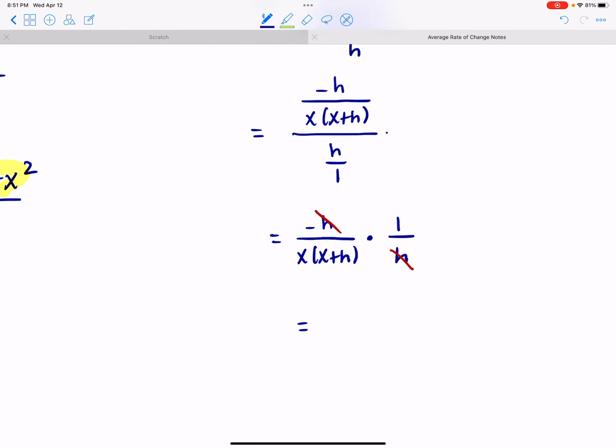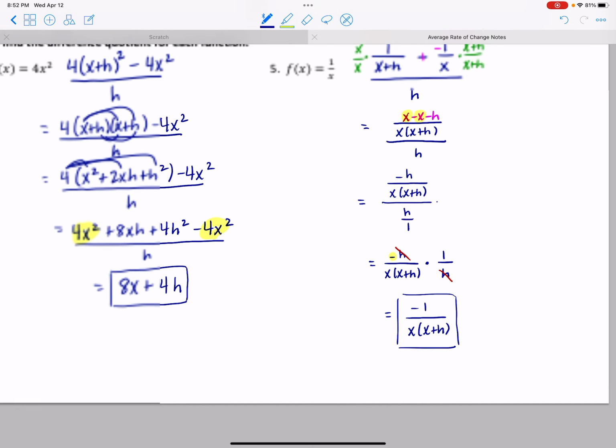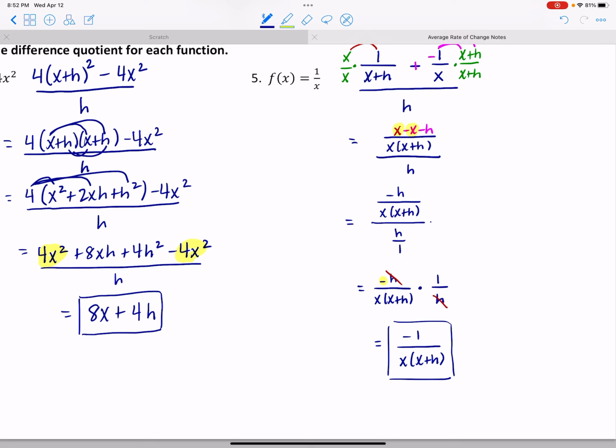The negative is still in the numerator, times the 1, so it's going to be a negative 1. And then in my denominator, x and x plus h. And that is the difference quotient for our reciprocal function, our parent rational function.